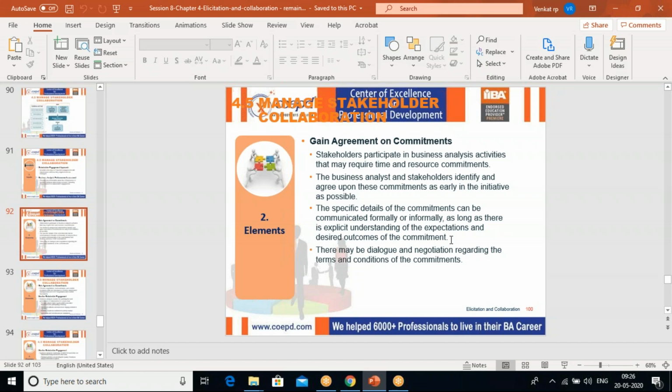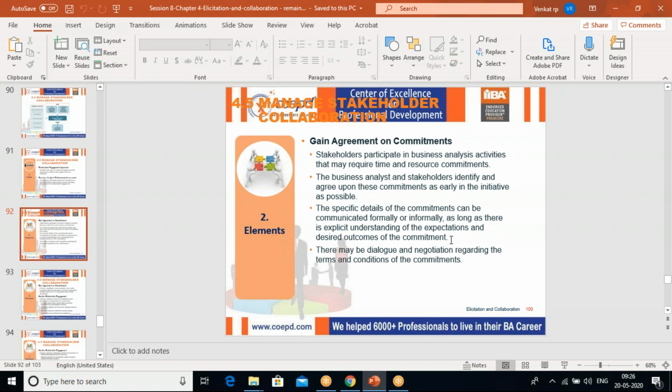That means they should come up to this agreement beforehand. Okay, so this should be mostly formal, and sometimes it can be informal. Communications can also happen, as long as some understanding on the expectations and desired results on the commitment is there. Okay, and here there may be a dialogue and negotiations regarding the terms and conditions of the commitments. Effective negotiations, communication, and conflict resolution skills are required for us to have this effective stakeholder management plan.